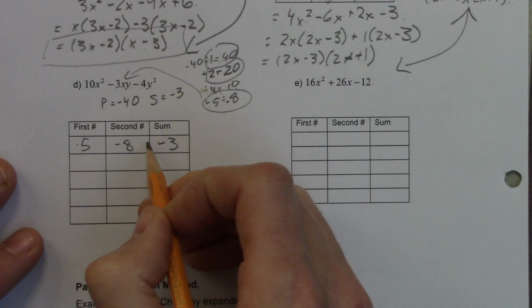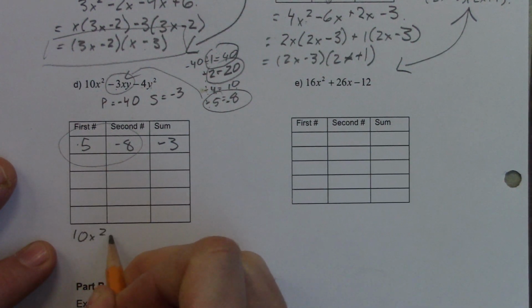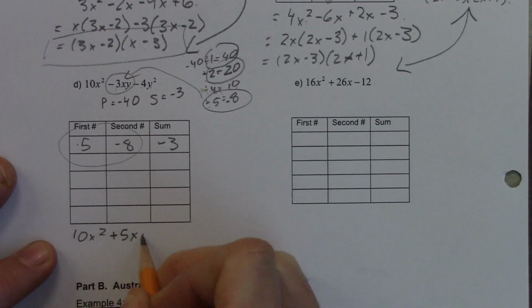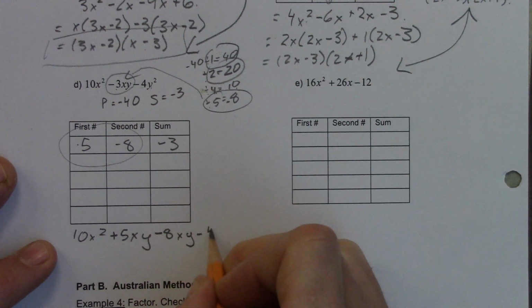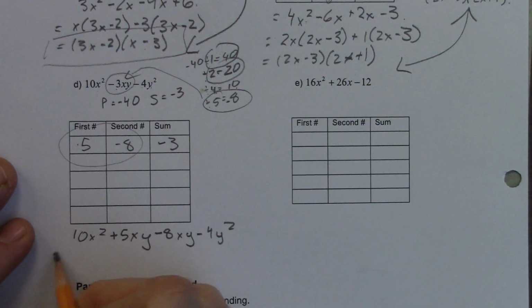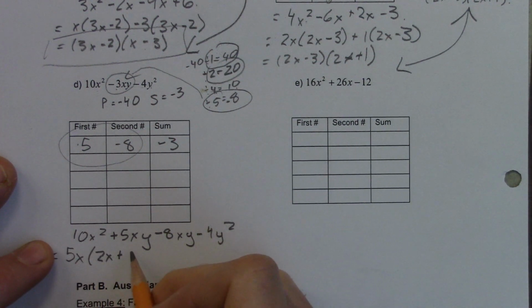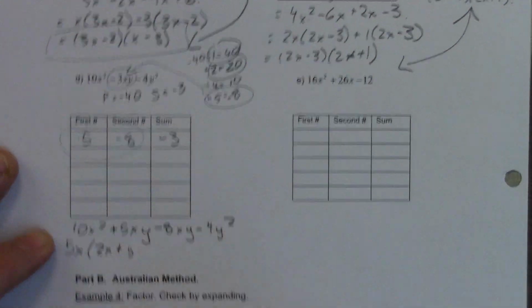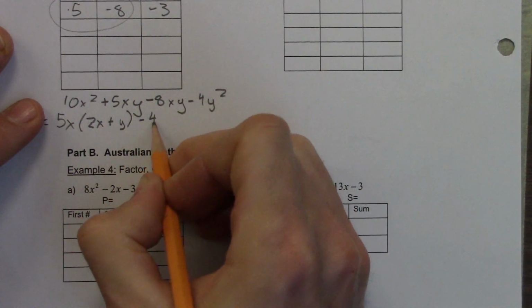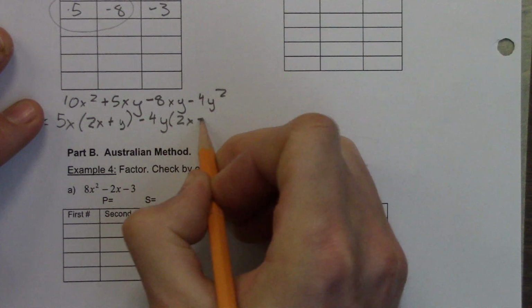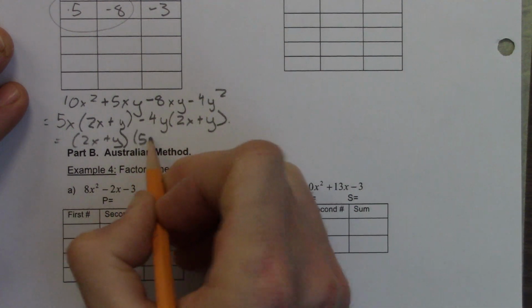Okay, so then these two numbers have to go in for the negative 3xy. So I would rewrite it down here. Plus 5xy minus 8xy minus 4y squared. Now I'm going to factor out what's common. 5x, 2x plus y, and then minus 4y, and I'm going to get 2x plus y. 2x plus y, 5x minus 4y.